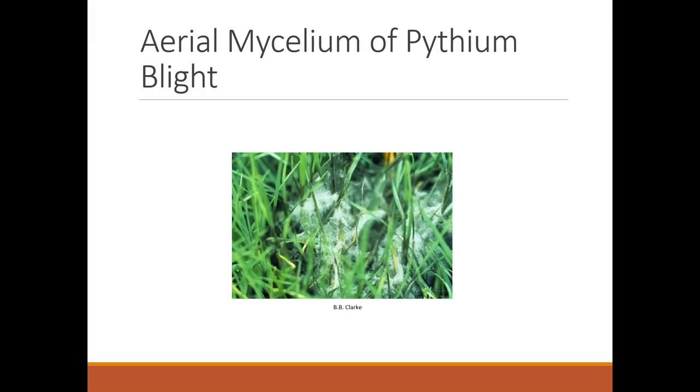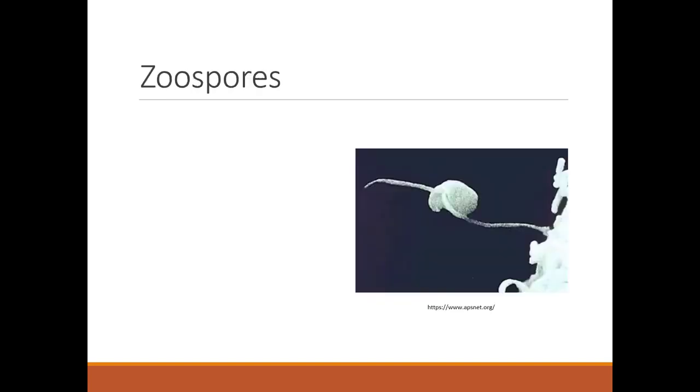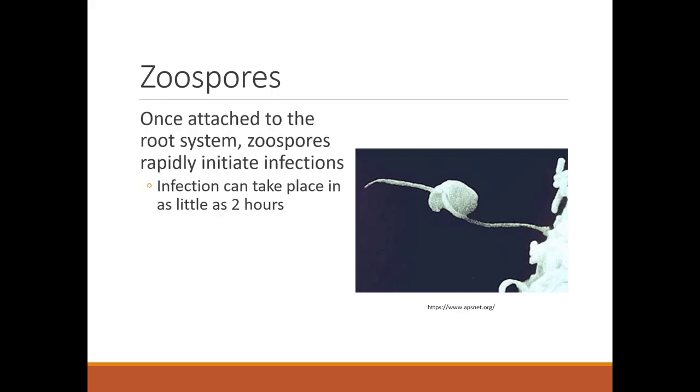Here's mycelium. Mycelium is the vegetative part of the disease. Here is zoospores. Once they attach to the root system, they initiate infections very quickly, and this can be as little as 2 hours. So if you've got the right environment, it's definitely going to occur.